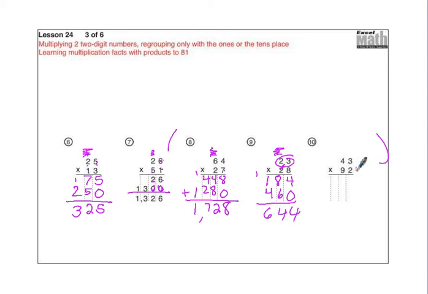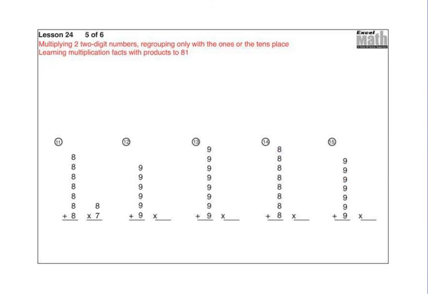Next one, 43 times 2 first. 3 times 2 is 6. 4 times 2 is 8. 0 placeholder. 3 times 9 is 27. 4 times 9 is 36, plus 2 is 38. Add them together and get 3,956.